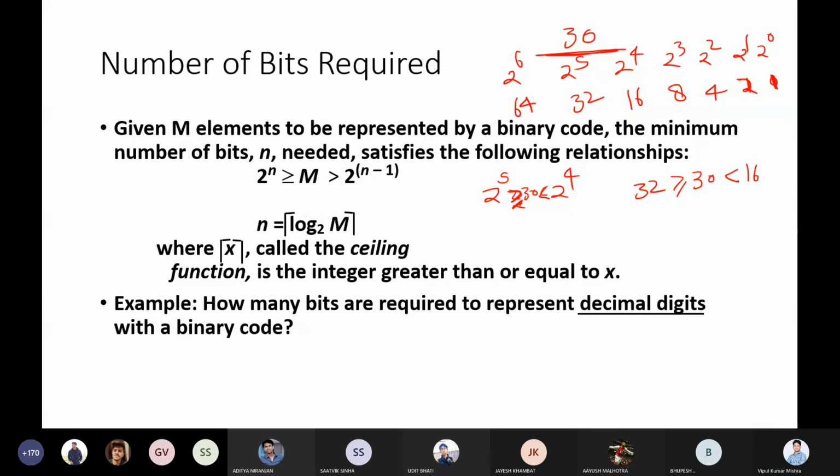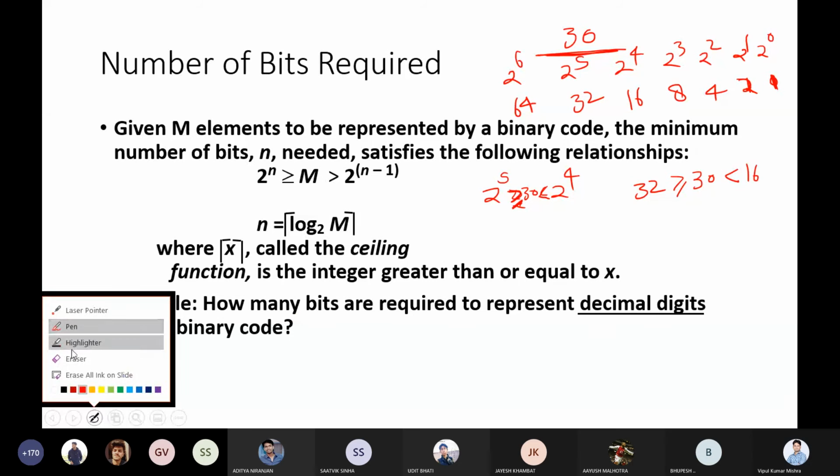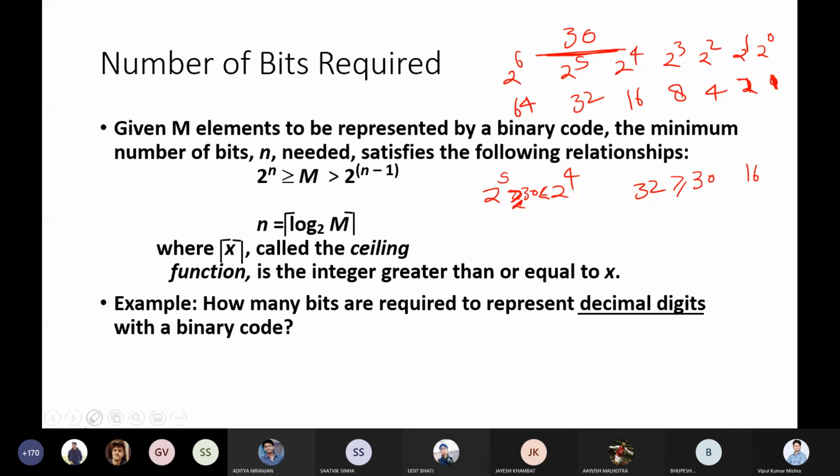Right. So here also, what I'm doing here. Sometimes you become crazy. You are doing the same thing again and again. Right. So now you can say how many bits required.